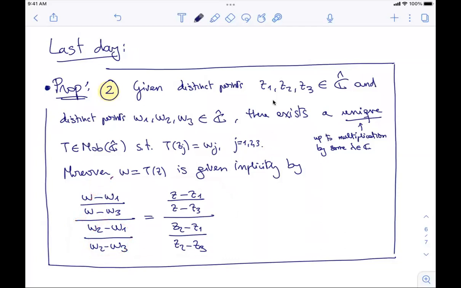This is not the easiest way. This is interesting from a theoretical point of view, okay? But this is not the easiest way to go when you need an explicit expression. We'll see more about this.